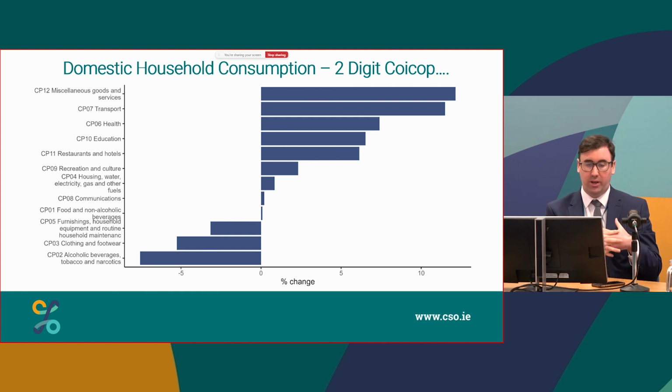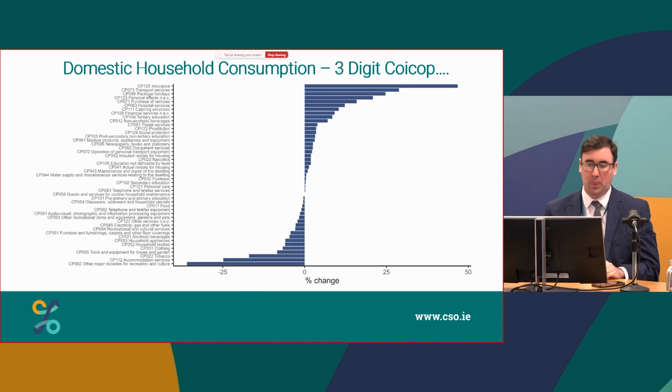As I said, we publish at a three-digit COICOP level. If I reproduce this graph at a three-digit COICOP level, it would look like this. There's a lot of detail there on the y-axis label. I don't expect you to be able to read it all, but the point is there's quite a bit of detail even at just the three-digit COICOP level.